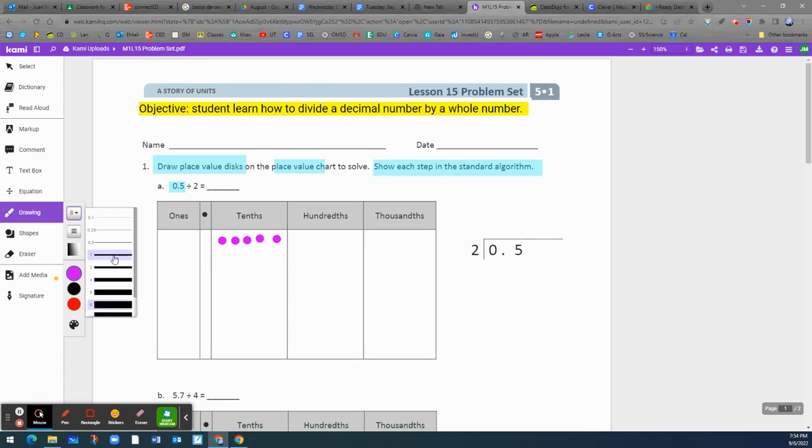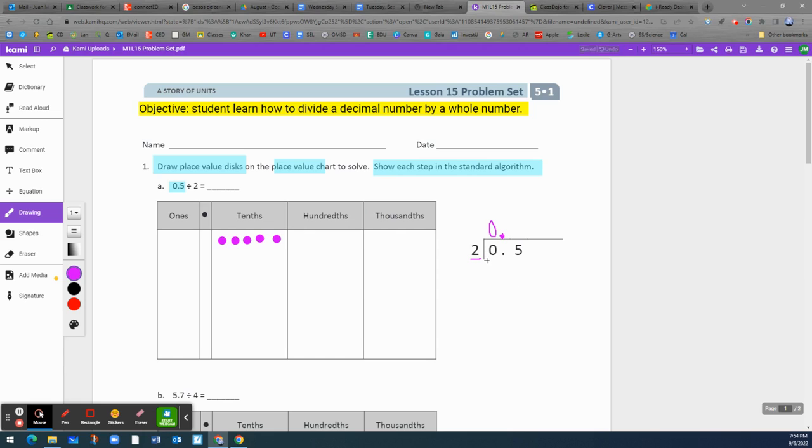I'm going to reduce this. And again, going over here, we say how many groups of 2's can you make out of the 0? And the answer will be 0. This is how you know that there is nothing there. And remember that we have to align the decimal point right above the decimal point inside the division symbol.